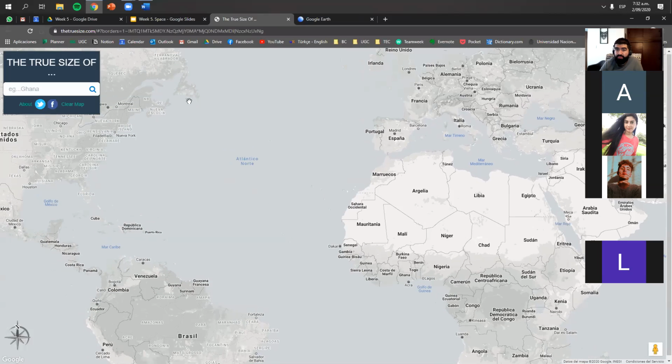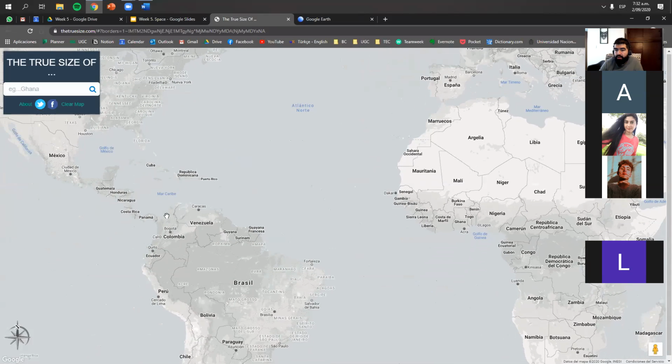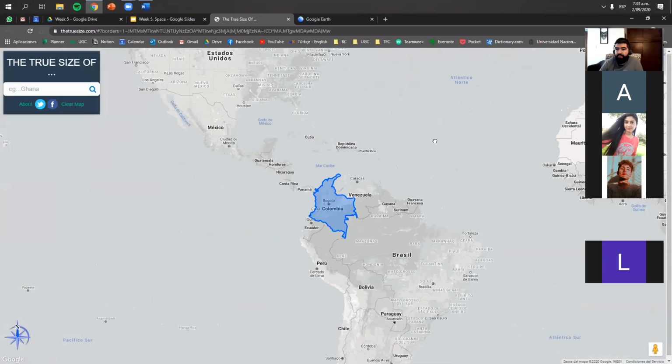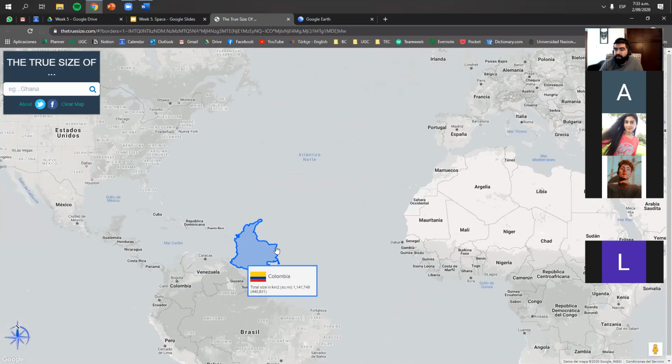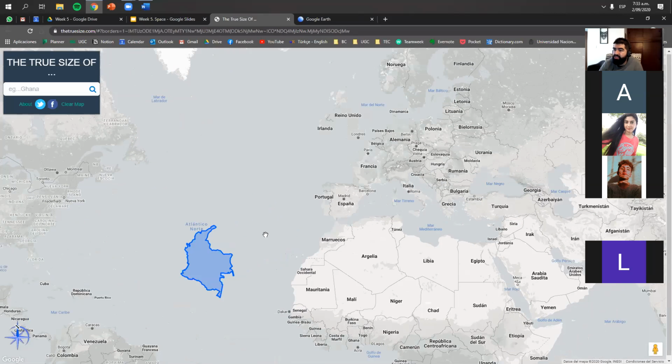So this tool that I've got here, guys, which is super cool, is called TrueSize.com. Basically, what it helps you do is compare the size of countries despite the Mercator projection. So you take a country, you click on a country. I think I should just type it here. So I selected Colombia, right? As you can see here. So I can move it around to other parts of the world, and it will automatically adjust the size.